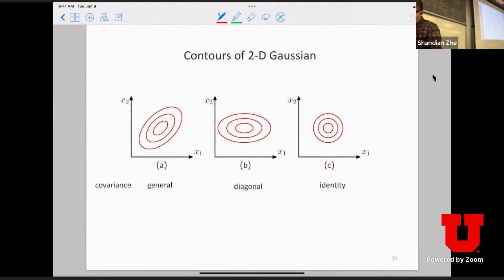So here are a few examples of multivariate Gaussian distribution. Suppose in the 2D case, you see a regular circle. This usually indicates an identity covariance matrix, or some constant multiplied by the identity covariance matrix.